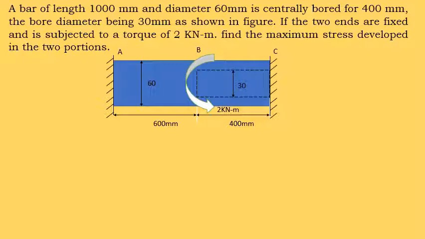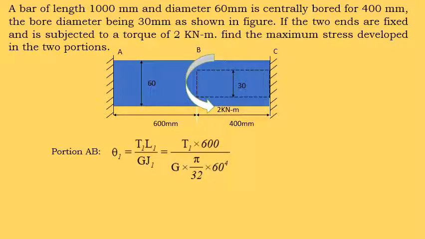Because there is a bore between the portion BC, we are going to consider this as a stepped shaft, and both ends are fixed and torque is applied at the junction. Therefore, this is nothing but shafts in parallel condition. Okay, so first we are going to consider the portion AB.